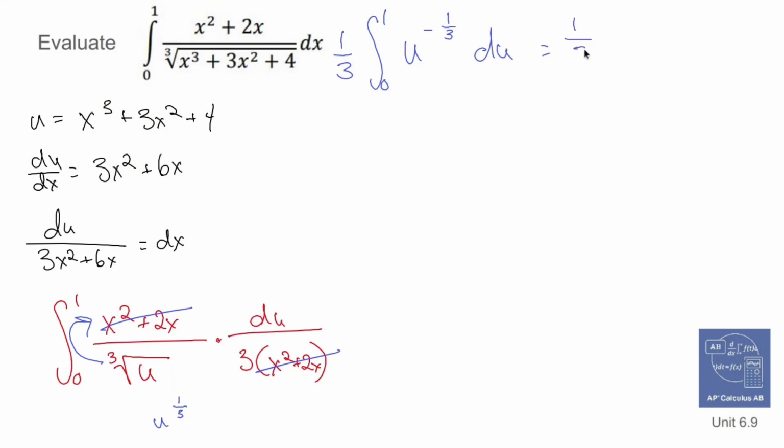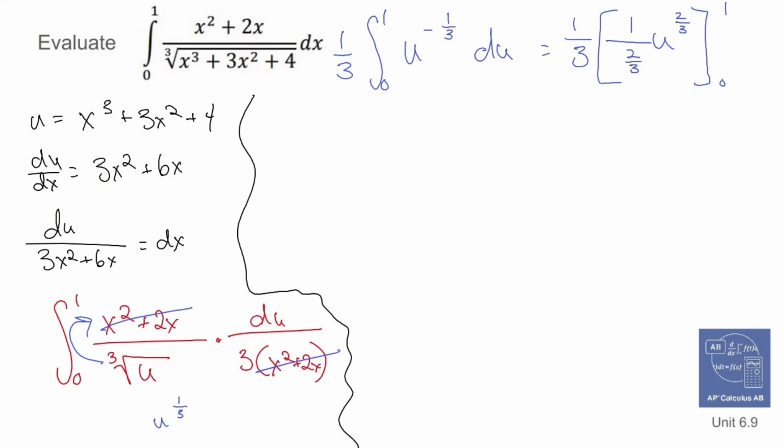So 1/3 is still going to linger out there. This is going to be 1 over 1 minus 1/3, which is 2/3, u to the 1 minus 1/3, which is 2/3, and I still have those limits of integration, but they have to do with x of 0 to 1. So I've got quite a ways to go before I'm super happy with what I have. Let me split this into two screens so I don't make this look worse than it's going to, because this is going to be a mess.